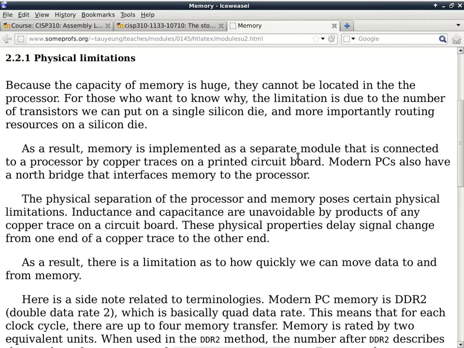Okay, so let's go ahead and read the physical limitations part here. The capacity of memory is huge, but that's the problem because they cannot be located in the same processor on the same die. For those who want to know why, the limitation is due to the number of transistors that we can fit into a single silicon die, and more importantly, it has to do with the routing resources on a silicon die. Routing resources refer to how many paths we can connect from one point to another point.